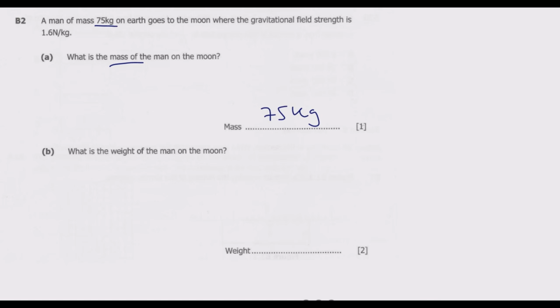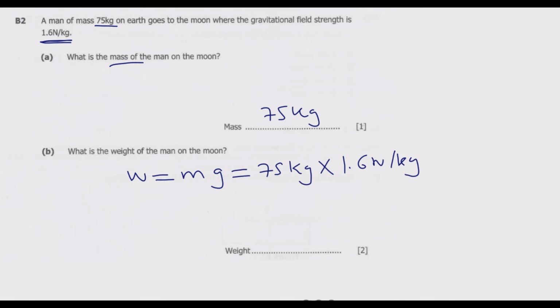Question B. What is the weight of the man on the moon? Then the weight, we know, is basically the force acting on the mass of an object. And weight is given by mass in kg times gravity. So have we been given mass? Mass is 75 kg, multiplied by gravity. Gravity we've been given is 1.6 Newton per kg.